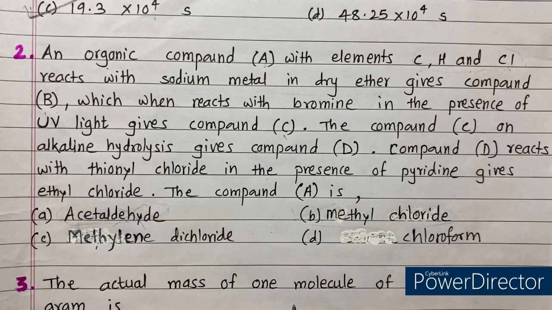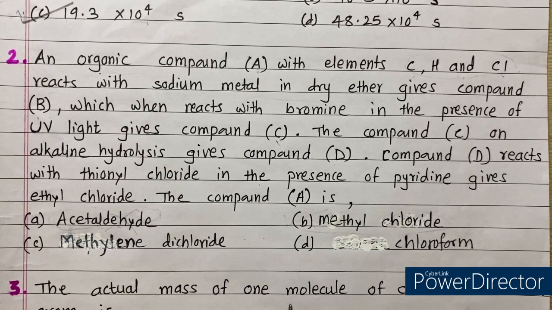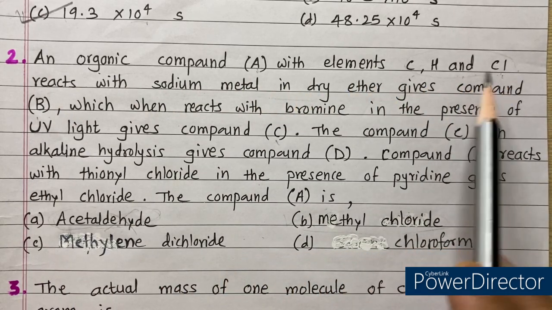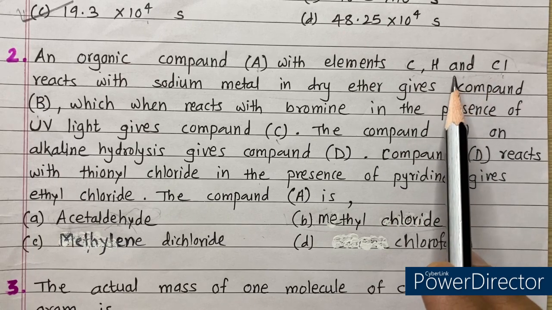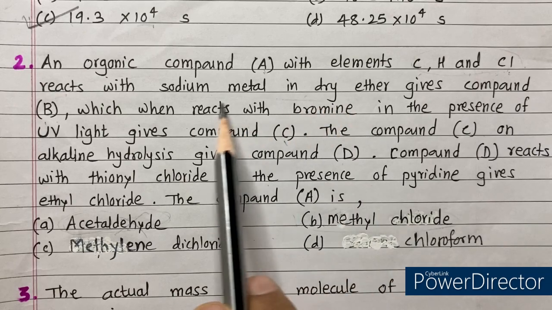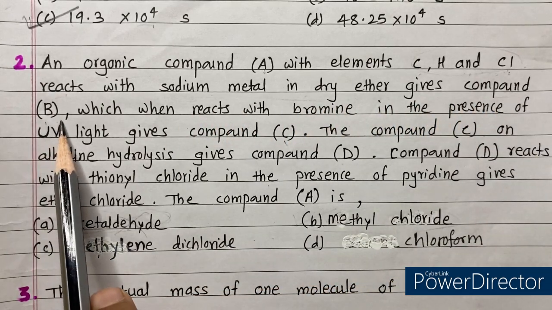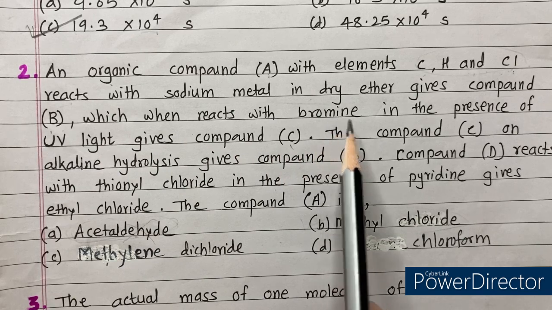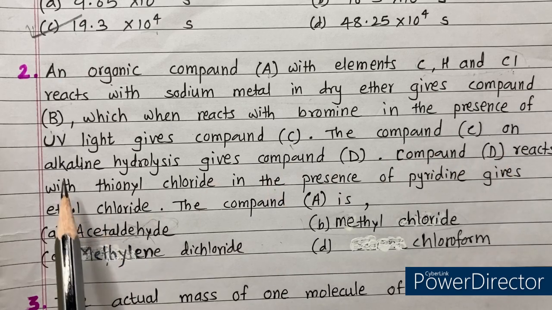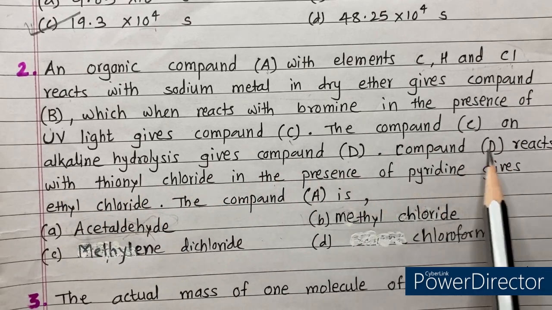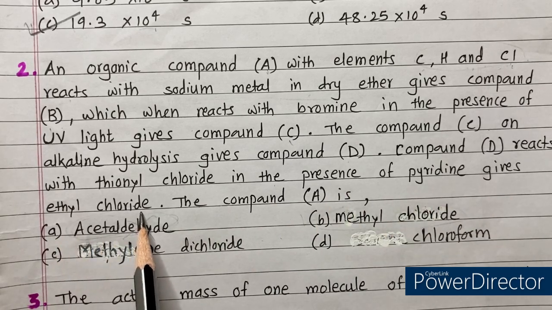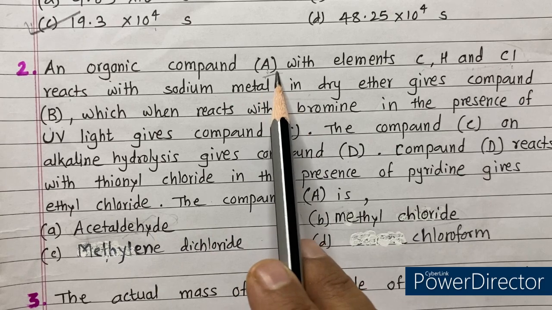Okay, next, second question. Based on organic reactions, an organic compound A with elements C, H and Cl, that is, an alkyl halide or aryl halide, reacts with sodium metal in dry ether, this is Wurtz reaction, and gives compound B, which when reacted with bromine in the presence of UV light gives compound C. Compound C on alkaline hydrolysis gives compound D. Compound D reacts with thionyl chloride in the presence of pyridine to give ethyl chloride. Then compound A is?